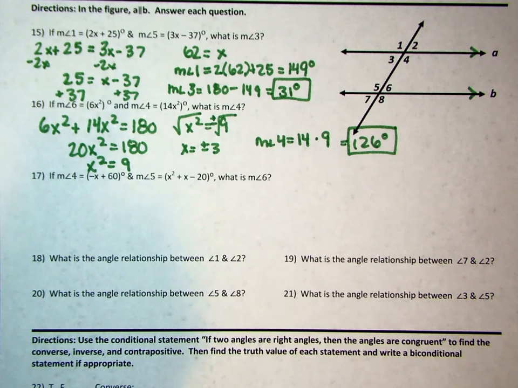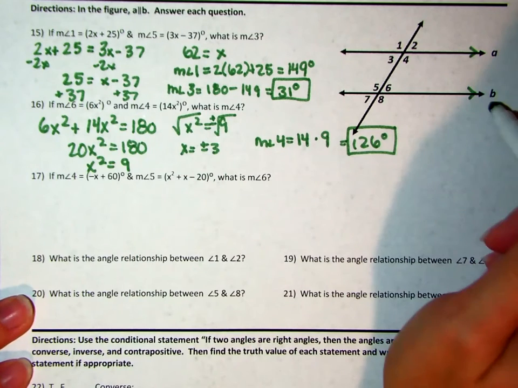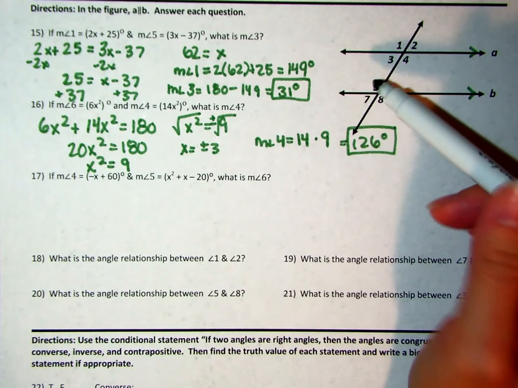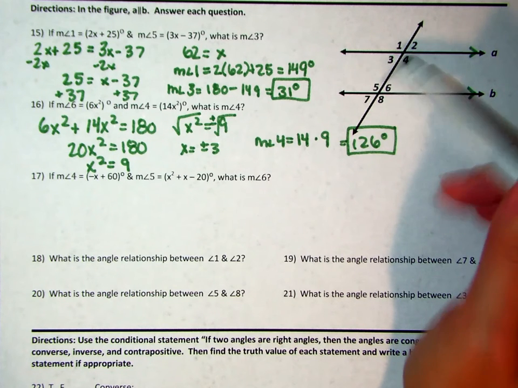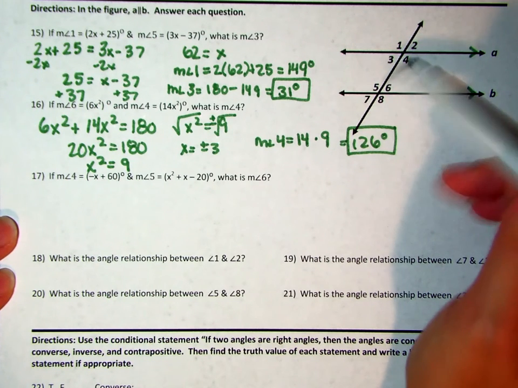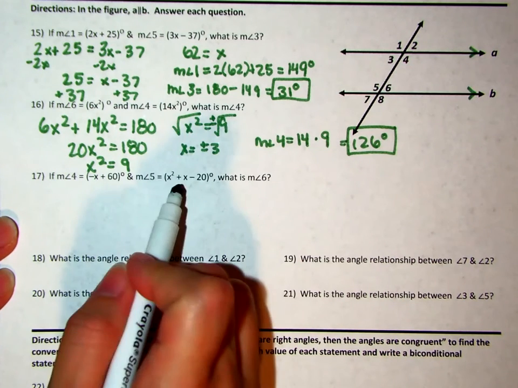So in number 17, again, we are going back to the idea that A and B are parallel, cut by a transversal, which means we've got special angle relationships here. Angles 4 and 5 are going to be alternate interior angles. Alternate interior angles are congruent if those lines are parallel, which means their measures are the same.